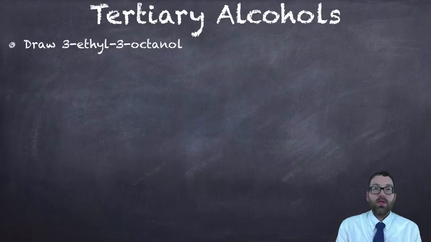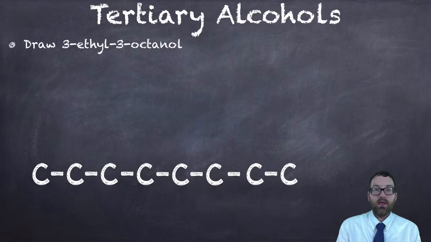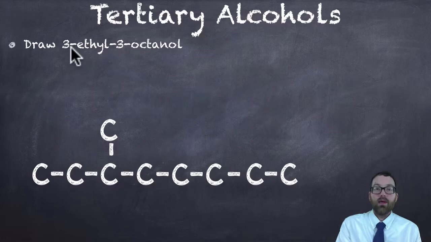So let's try to draw a tertiary alcohol. Let's draw 3-ethyl-3-octanol. The prefix oct means I have 8 carbons in a row. So there are my 8 carbons. And it is 3-octanol, which means my alcohol functional group is on the 3rd carbon. So I'll count from the left, 1, 2, 3. Oh no, first we're going to draw the side chain, not the functional group. My side chain is on the 3rd carbon, and it's an ethyl.